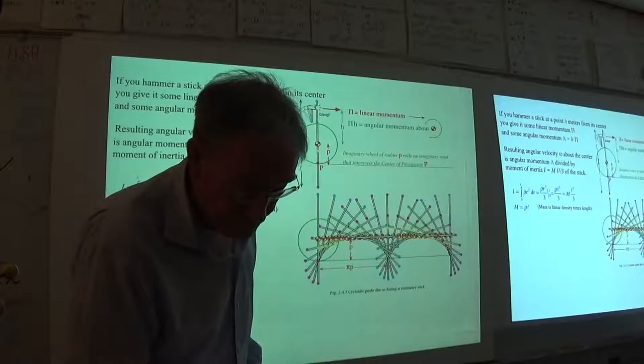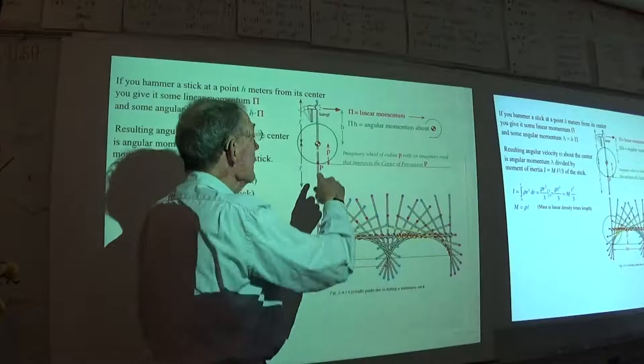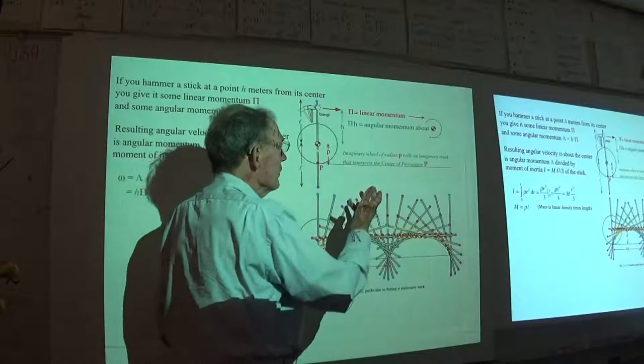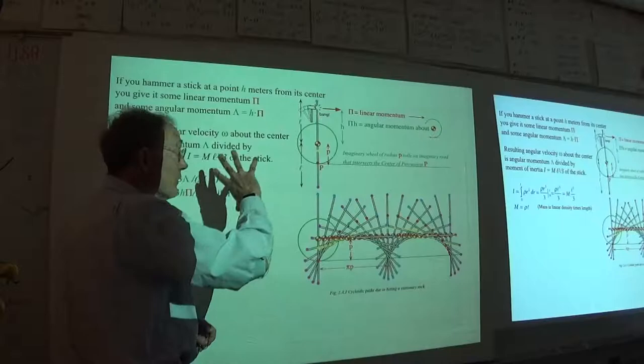The way to look at this, I think, is that when you hit that stick, you make an imaginary wheel with a radius, sometimes called the radius of gyration, or center of percussion, letter P. That's why I'm using Greek for the momentum here. The basic idea is that this thing starts to roll like a wheel on the road.